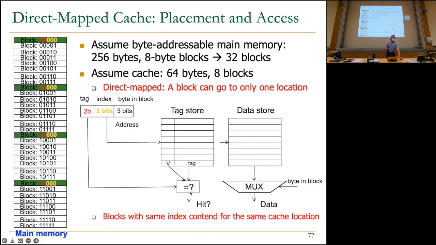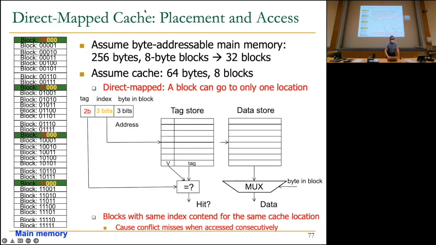So, of course, the reason I highlighted these green blocks over here is that these are the blocks with the same index. At least one set of blocks with the same index. These are the complete set of blocks that have an index of 0. The index bits are all 0. And these blocks contend for the same cache location. They can only map to this 000 entry in the tag store and 000 entry in the data store. And if they're accessed consecutively, they cause misses.